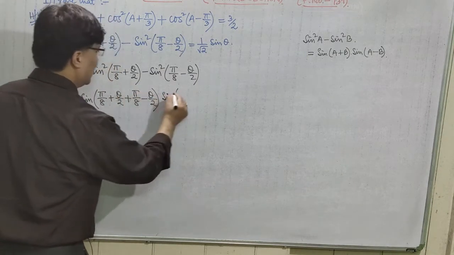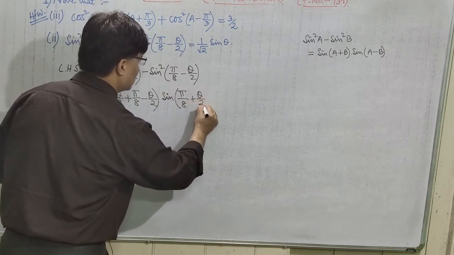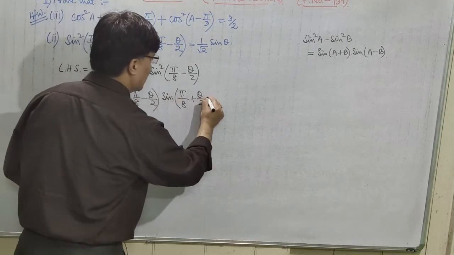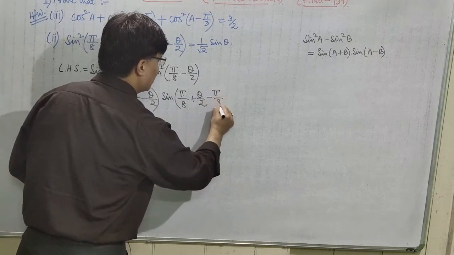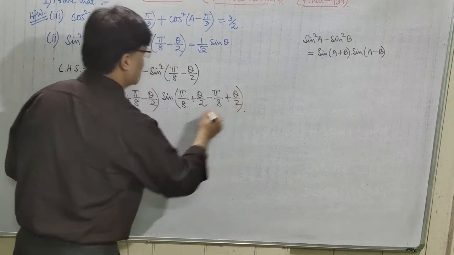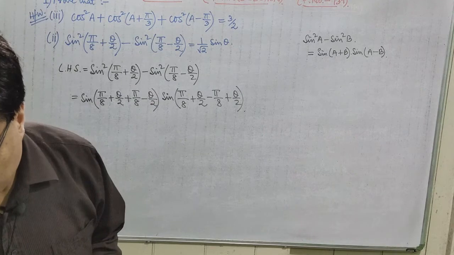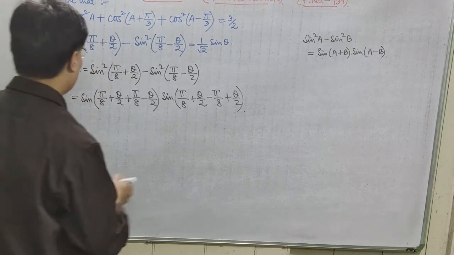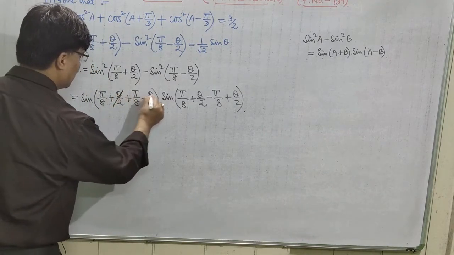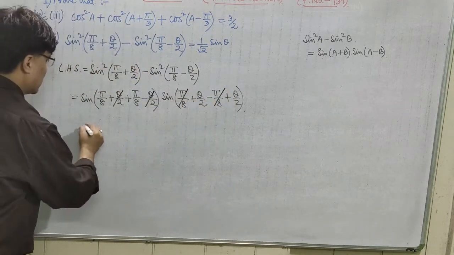Sine of, what is A? Pi by 8 plus theta by 2 minus B. What is minus B? Minus pi by 8 plus theta by 2. Right? So next. So here you can cancel this theta by 2. Theta by 2 gets cancelled. Your pi by 8 will be cancelled.